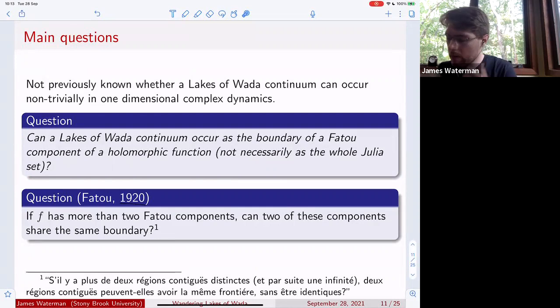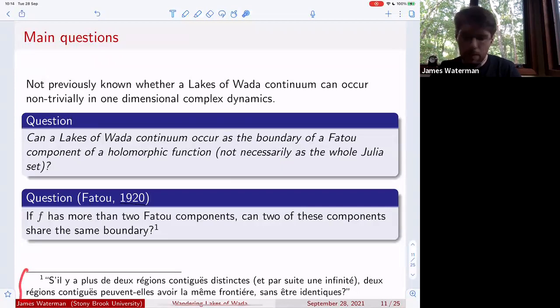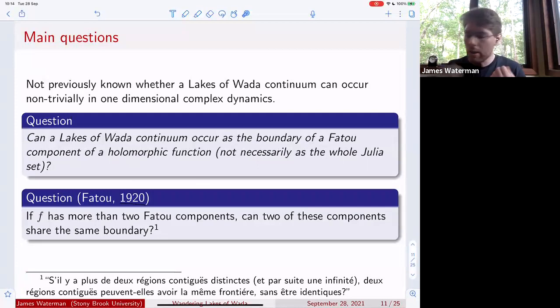And we have this heavily related question, which was stated by Fatou basically when he initiated the field in 1920, which is: if f has more than two Fatou components, can two of these components share the same boundary? And you can see here the direct translation, depending on your French. This was asked in the case of rational functions. However, it makes equal sense in the case of transcendental entire functions.